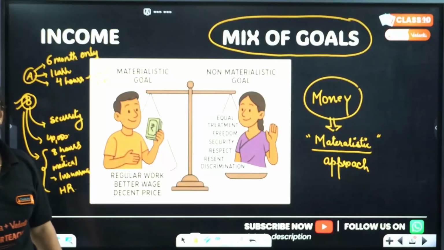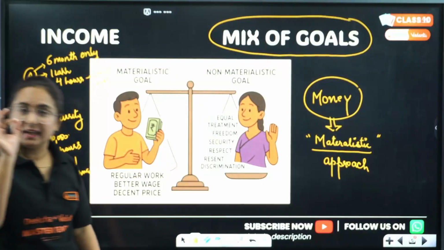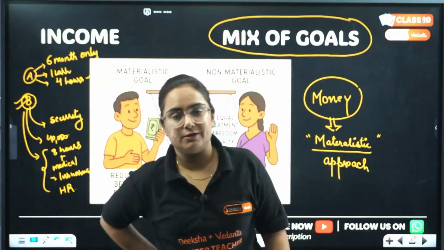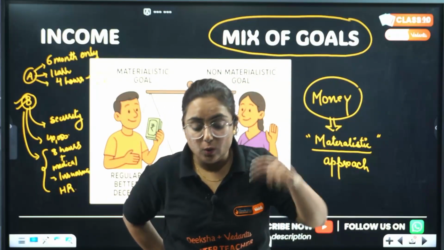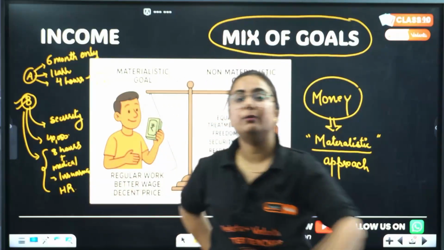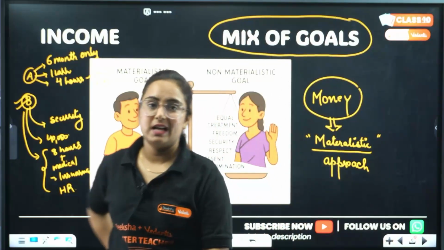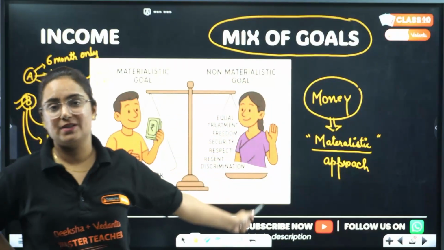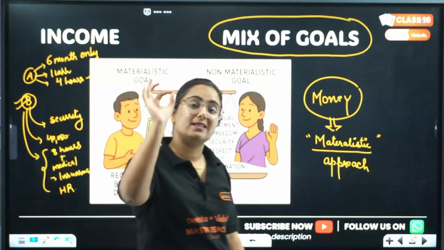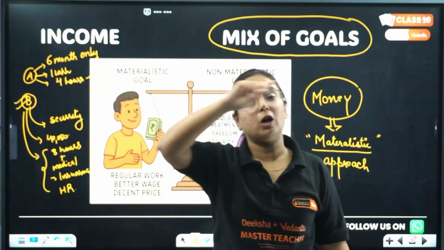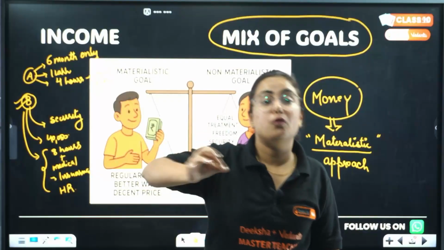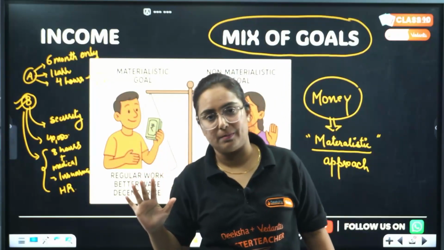I'm giving you the statement. Pay attention: money is needed, but not only money is needed. When you want development, money will be there, but along with money, we have more goals. And these goals are known as a mix of goals. So money is not the only criterion to measure development, but it is one of the criteria to measure development.